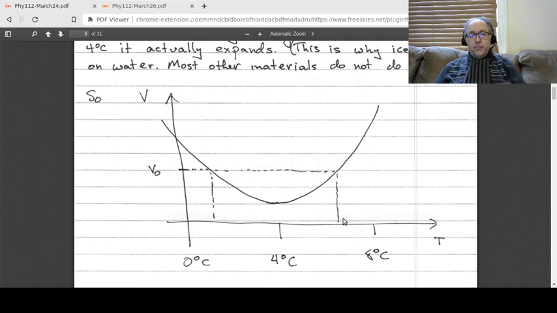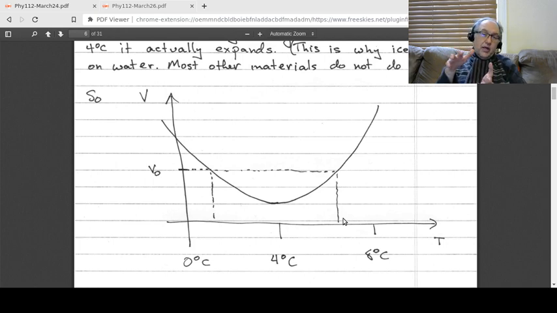Now, you might ask, why is water so weird? Well, water has this property that when water freezes, it expands, and most materials don't do that. So, for instance, if you had ethanol and you start to freeze the ethanol, it'll just condense into a solid form, and the ethanol ice cubes will actually sink inside of the ethanol. They'll be denser than the ethanol liquid. Water doesn't do that, though.